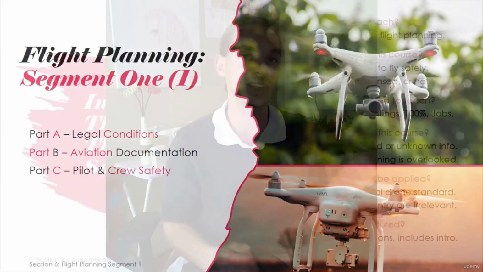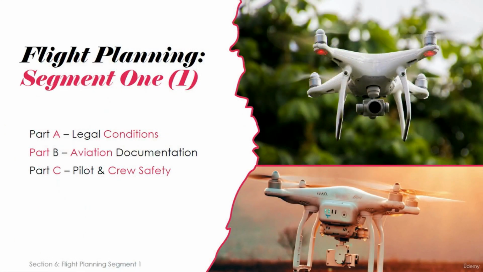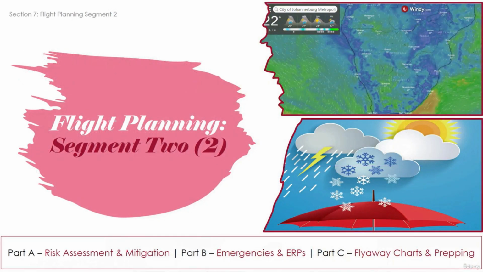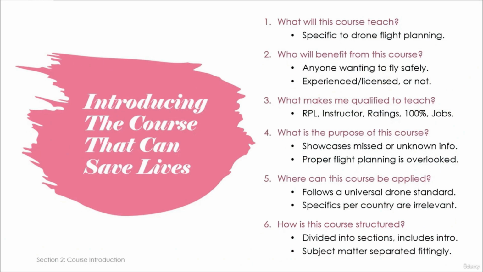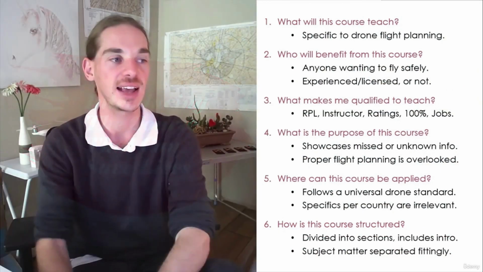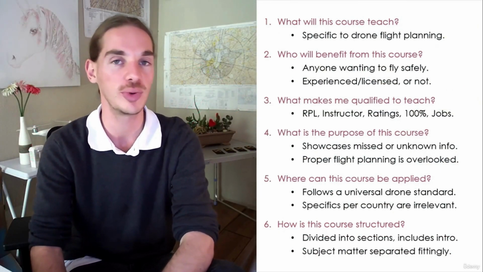Within each of those segments, there are 3 topics that we will discuss. All right, so section 6 segment 1 has ABC. Section 7, segment 2 has ABC. And your subject matter is separated fittingly. What that means is I have structured this in an appropriate way. I have not talked about pilot and crew safety and then jumped over to Google Earth. Those two things do not correlate. I've structured it in a way that it's at least going to make sense as you go through it piece by piece.